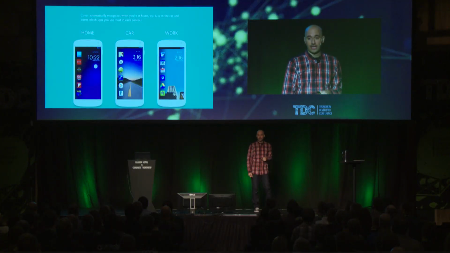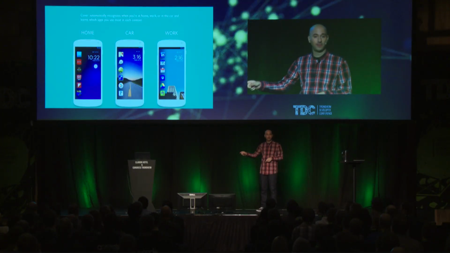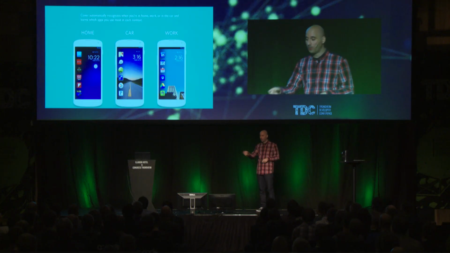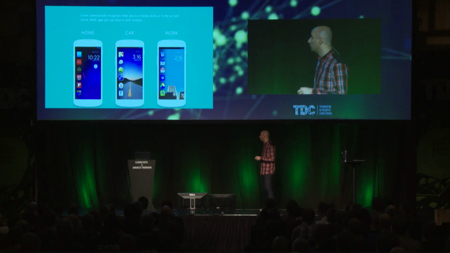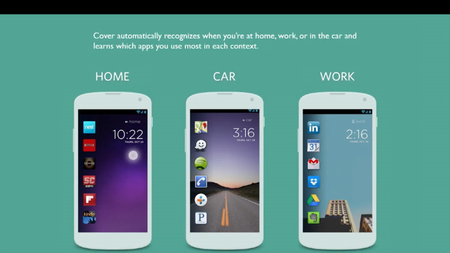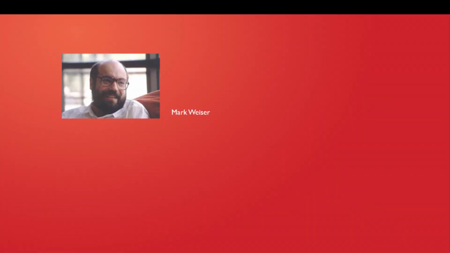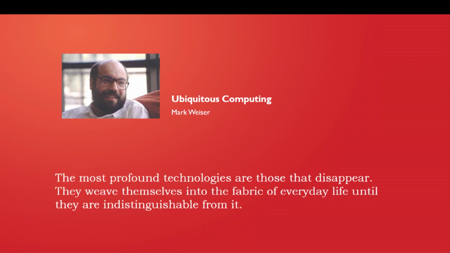Here is a cover app for Android. It shows you relevant apps based on your current location. So if you're at home, you get home type of applications, in the car, navigational, and at work, business type apps. So again, context based on location. And this is Mark Weiser. He's one of the forefathers of ubiquitous computing, and his famous quote says that the most profound technologies are the ones that disappear. They become a fabric of our life.